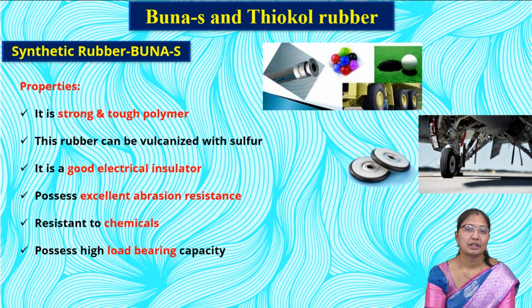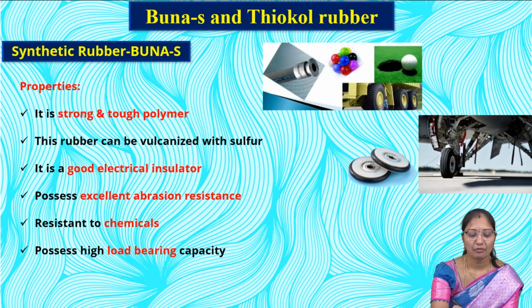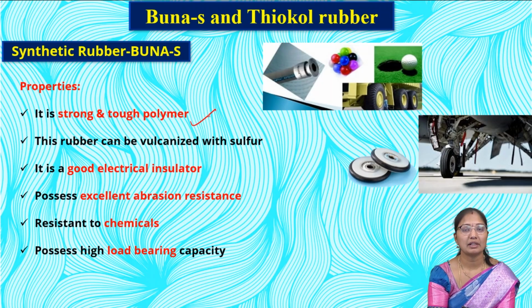And what are the properties of synthetic rubber? One of the synthetic rubbers, Buna-S, is a strong and tough polymer. The rubber can be vulcanized with sulfur. As we know, vulcanization is a process used to make crosslinks, to increase the mechanical and tensile strength of the polymer. So why we are doing vulcanization is to increase the strength of the polymer. We are making the crosslinks.